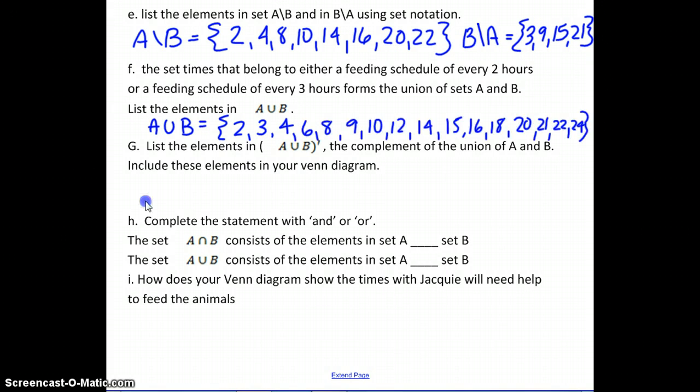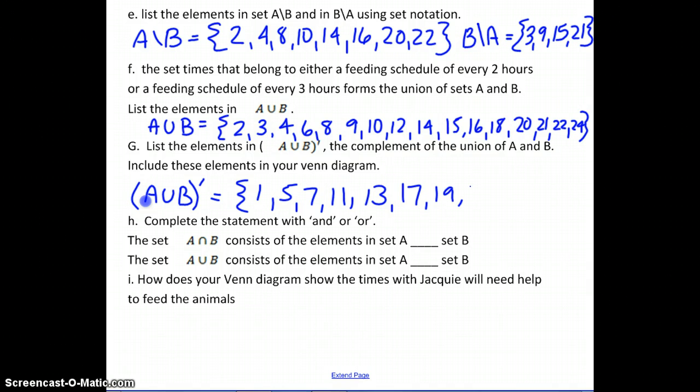Then we have the complement of this, which is all the ones that are not in the circle. The ones that are not in the circles are the ones we wrote below, which are 1, 5, 7, 11, 13, 17, 19, and 23.